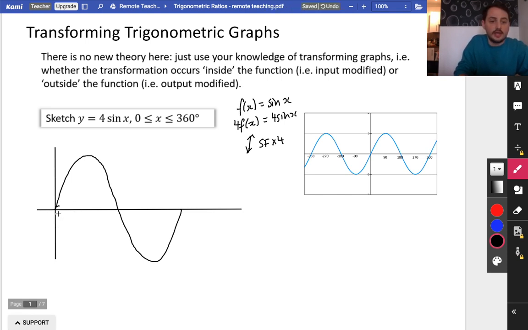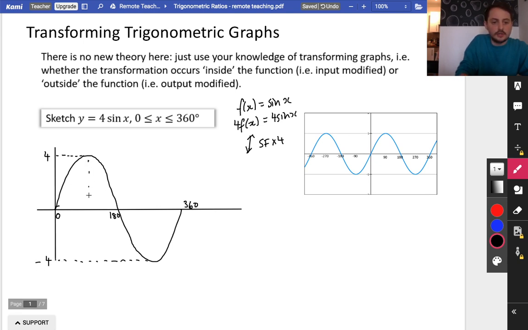But just to make it clear that we've done the correct sketch, I'm still going to say that this is 0, this middle bit, if you remember, should be 180, this is 360, and really the only feature that's different is that instead of the peak being at 1, the peak here would be at 4, and instead of this trough being at -1, the trough will now be at -4 instead.